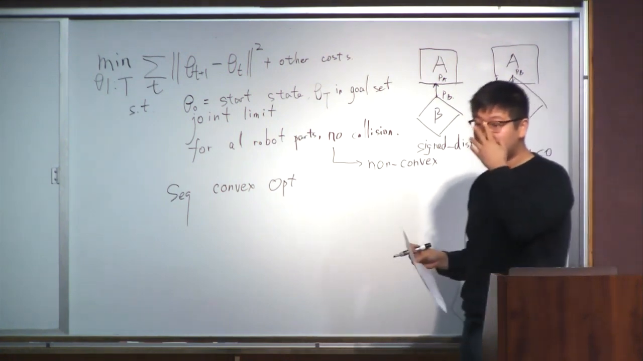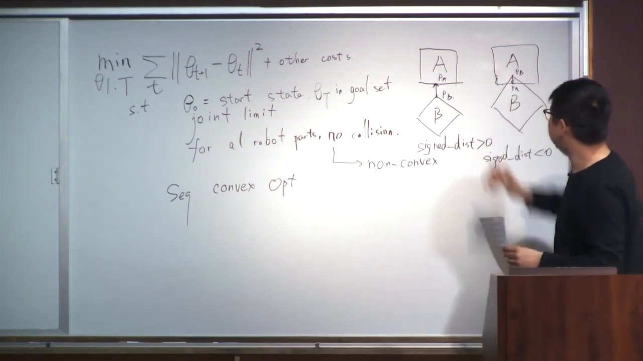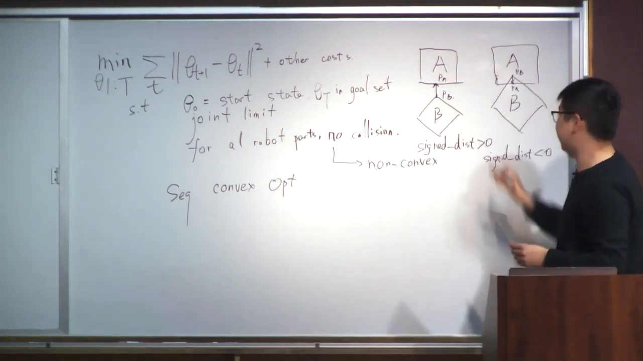Question: What do P_A and P_B represent, or what do the squares represent? Oh, these are two bodies, like two rigid bodies.